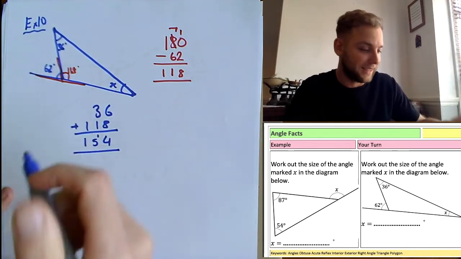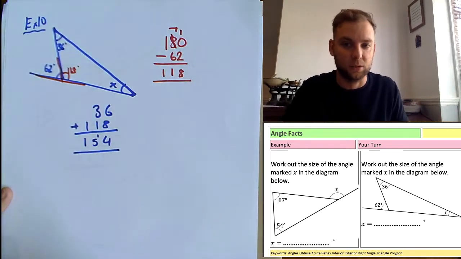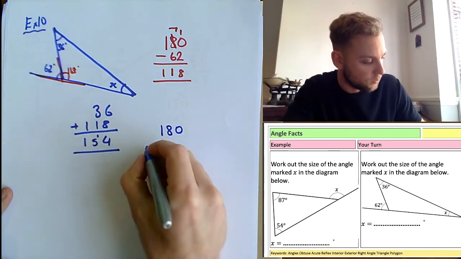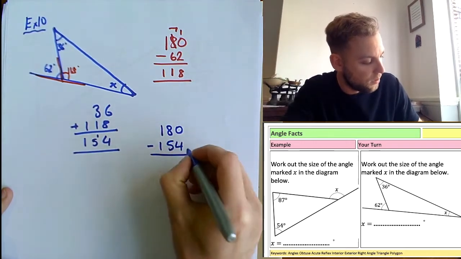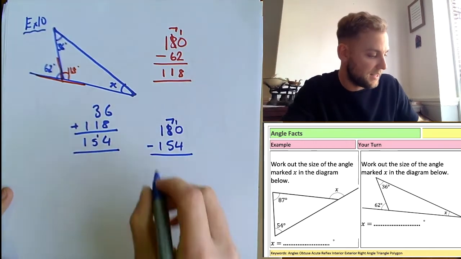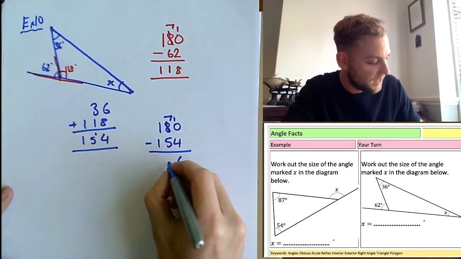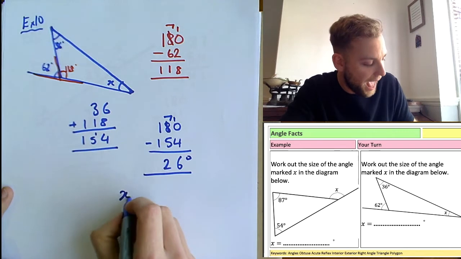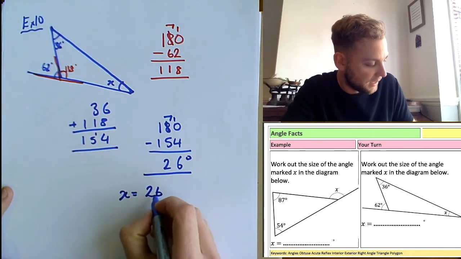And then the last little stage is I know that all of these angles in a triangle sum to 180. So 180 take away this one here, which is 154. So 7 and 10. 10 take away 4 is 6. 7 take away 5 is 2. And 1 take away 1 is just nothing. So I'm left with x being equal to 26 degrees.